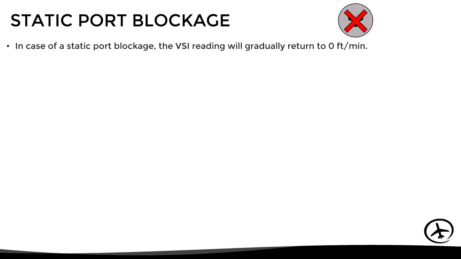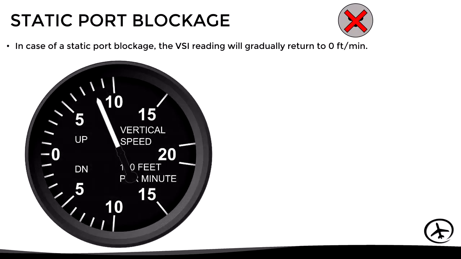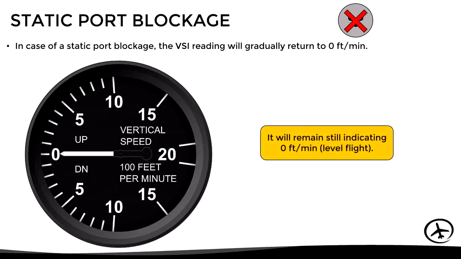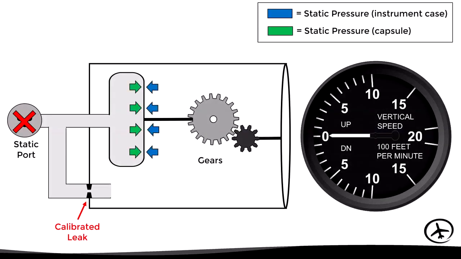Now, you might be wondering by now, what happens with this instrument in case of a static port blockage? Well, in this case the VSI reading will gradually return to 0 feet per minute. And it will remain still indicating level flight. This happens because the pressure in the capsule and inside the case is the same, and since there's no pressure differential, the instrument will interpret it as a level flight.